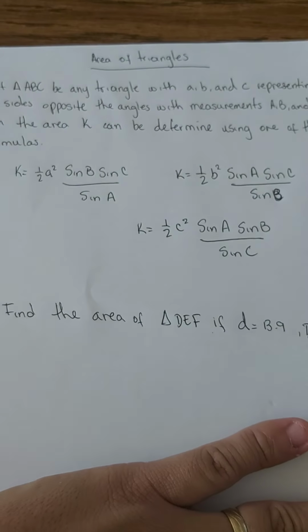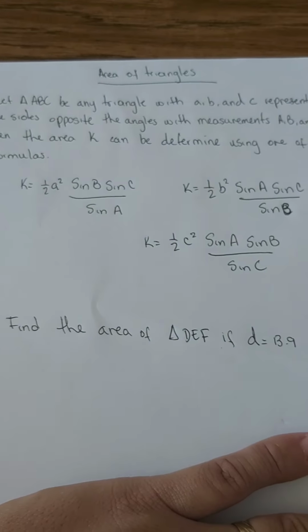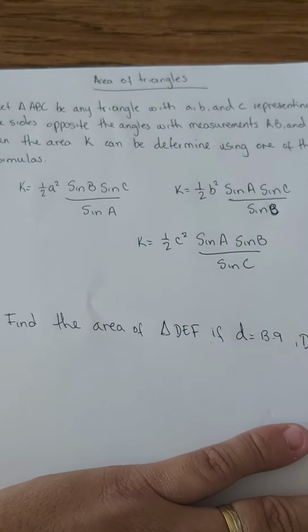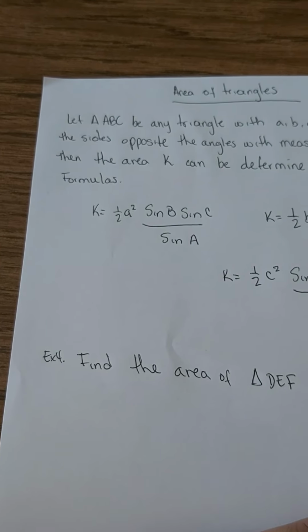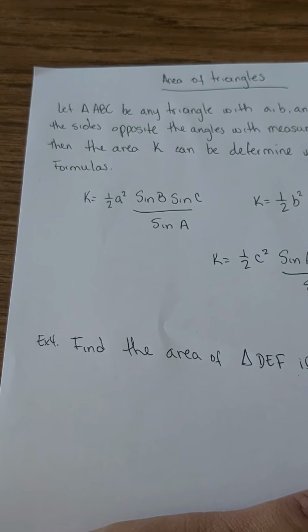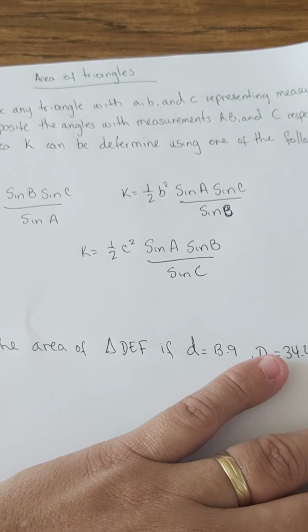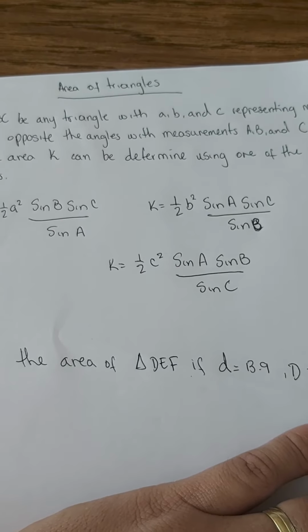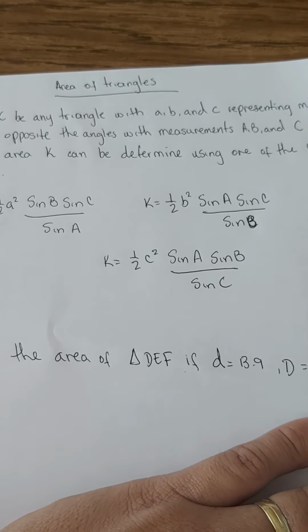Let triangle ABC be any triangle with A, B, and C representing measures of the sides opposite the angles with measurements A, B, and C respectively. The area K can be determined using one of the following formulas. K equals A squared times sine of B sine of C over sine of A. Or K equals half of B squared times sine of A sine of C over sine of B. And finally, K equals 1/2 C squared times sine of A sine of B over sine of angle C.